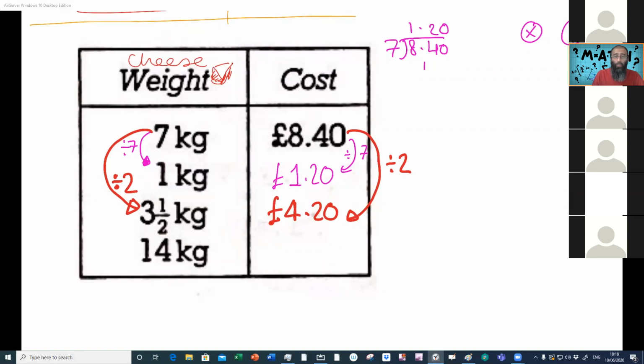Done. Okay, next part. How do I get to 14 kilograms knowing the information I have? I'll give you a clue. We're going to go from 7. How does 7 become 14?